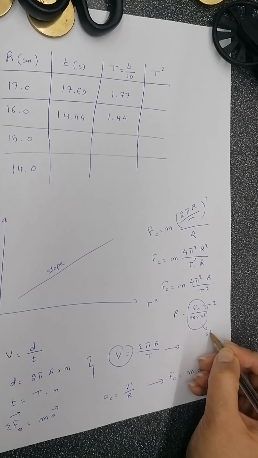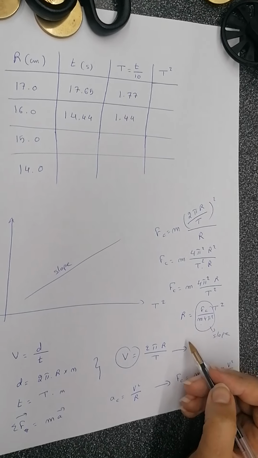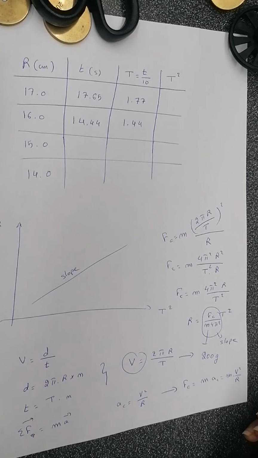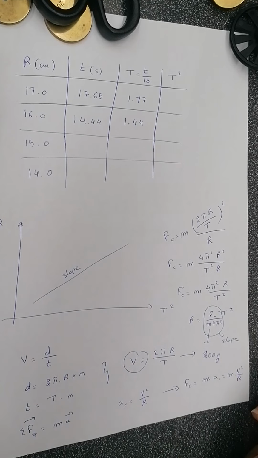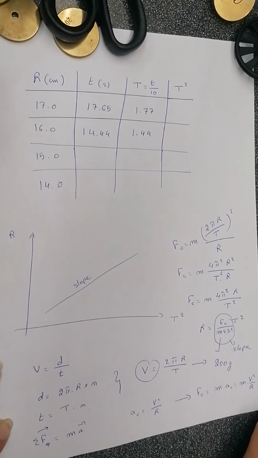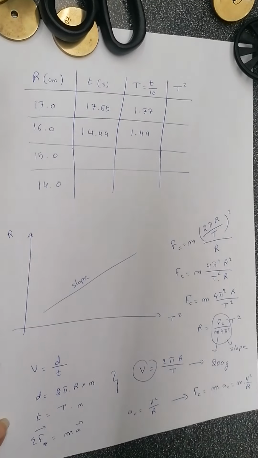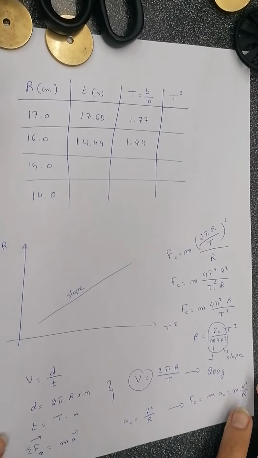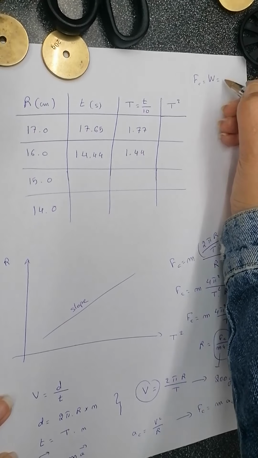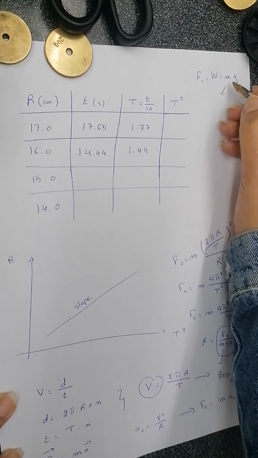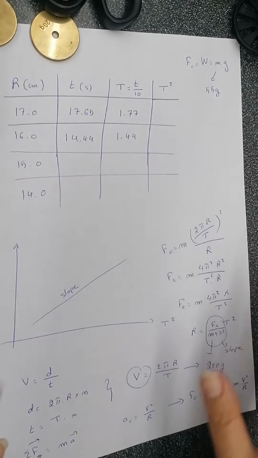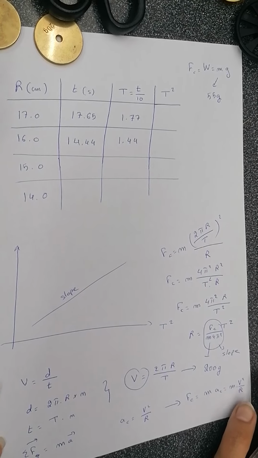This is your slope. You have the value of m, which is 200 grams. You need to convert it to kilograms. 4 pi squared, you know the values. You can calculate Fc in newtons. This will be your experimental value of Fc, while the expected value of Fc will be calculated using the fact that Fc is equal to the weight, mg, and in our case m was 55 grams. And you compare the two values of Fc.